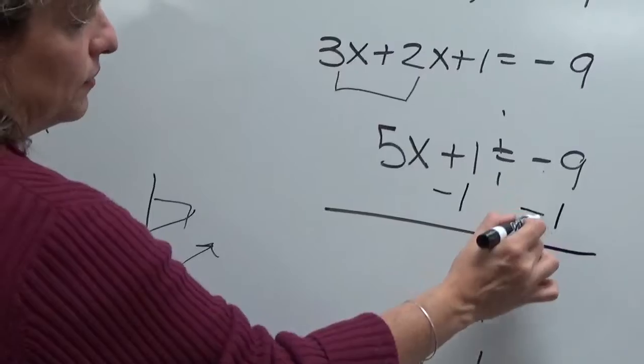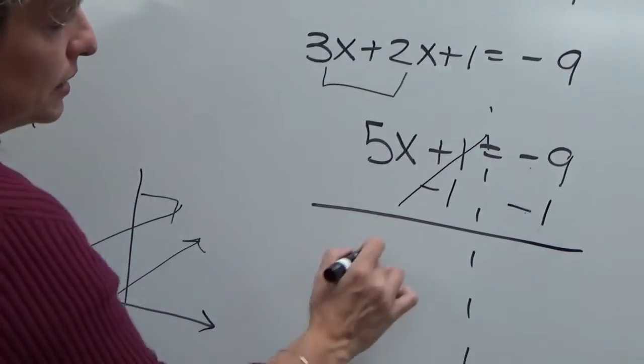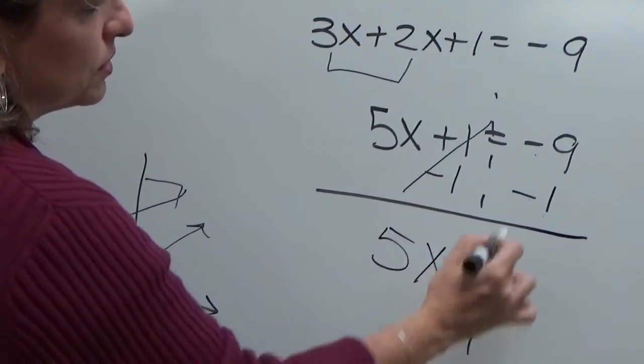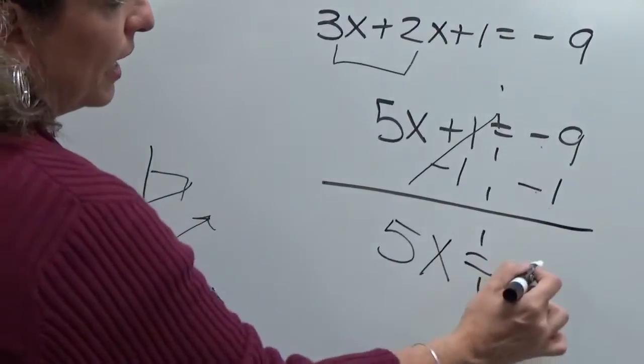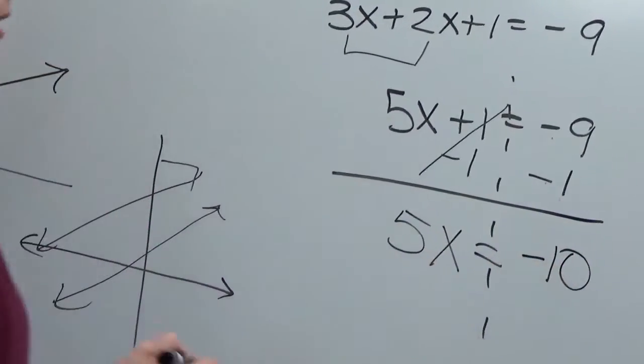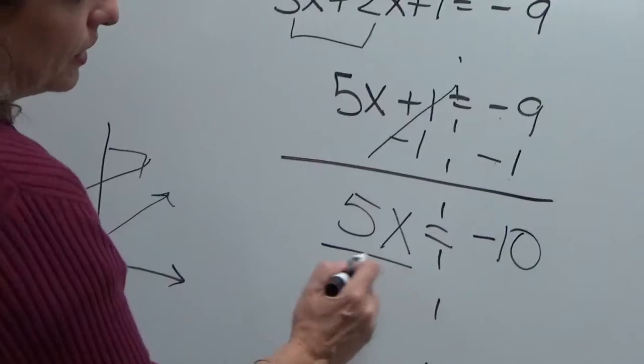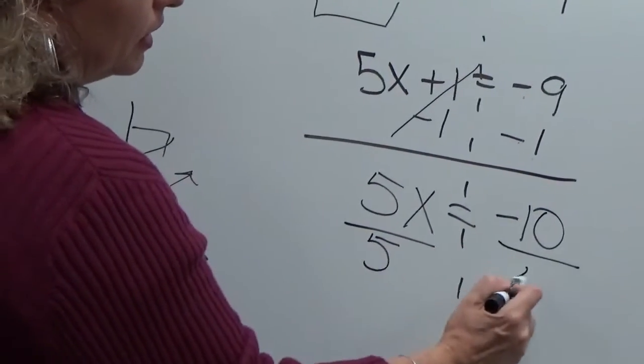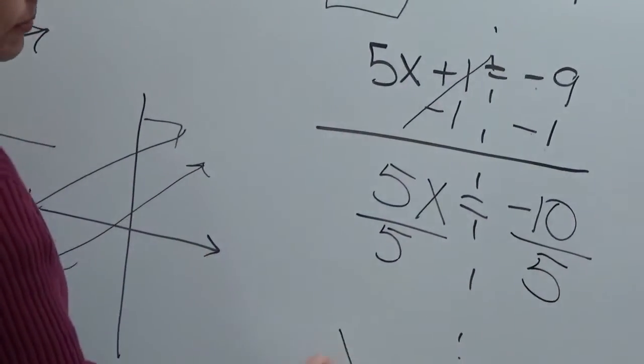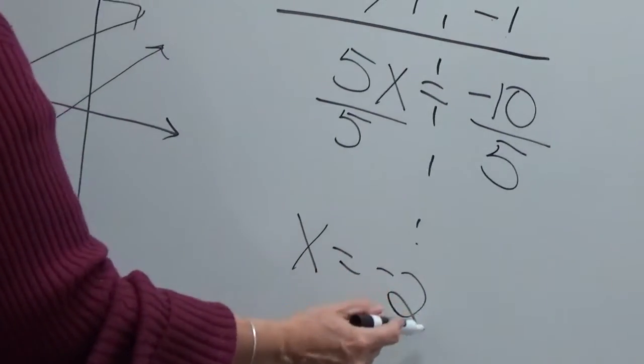Okay, so this is a -9 and a -1. That's going to cancel, and I get 5x equals, when your signs are the same, you're going to add the numbers and keep the sign. So now I have 5x equals -10. I need to get x alone. I divide by 5. I get x equals -2.